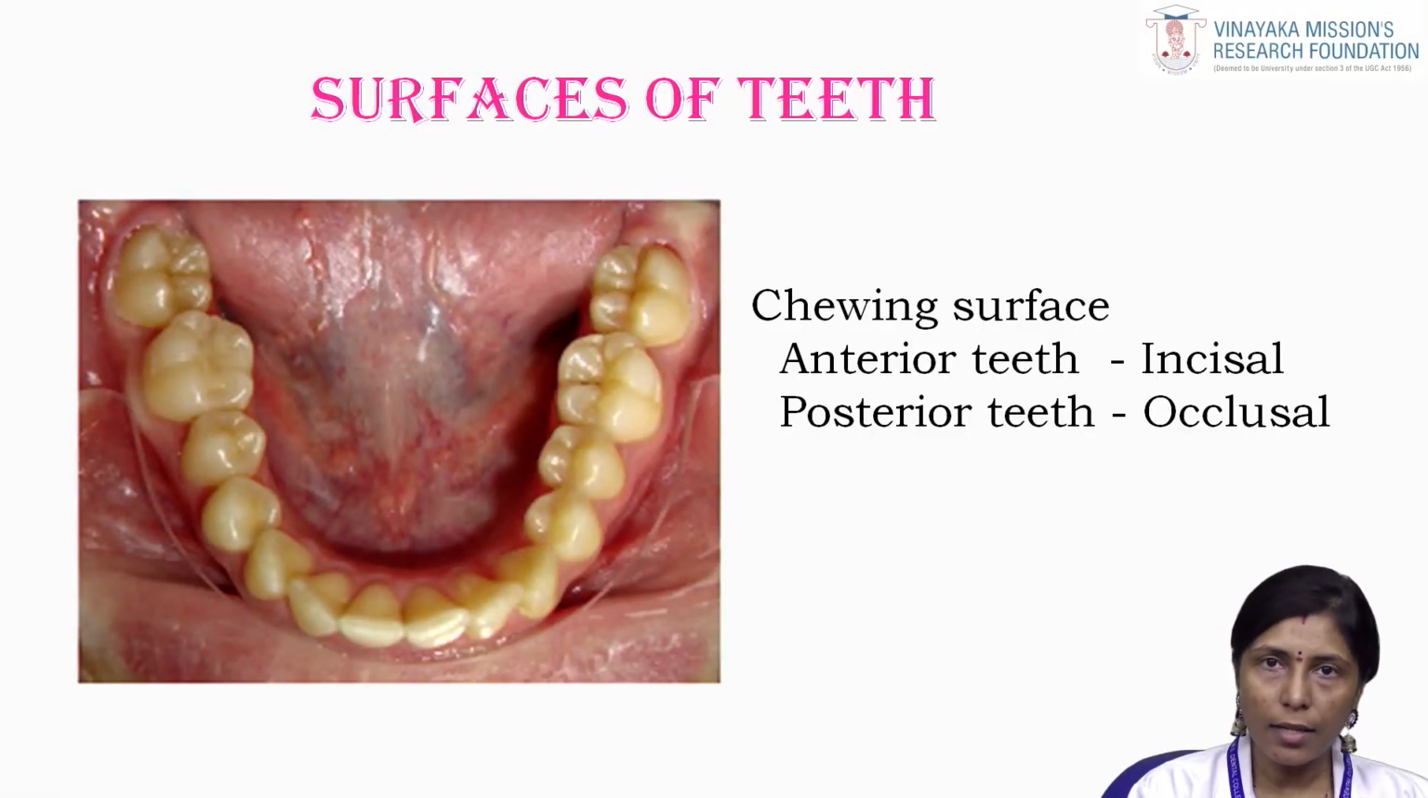Next, coming to the chewing surface of the tooth. The anterior teeth chewing surface, we call it the incisal surface. The chewing surface of the posterior teeth, we call it the occlusal surface. So the chewing surface of the posterior teeth is going to be broader.